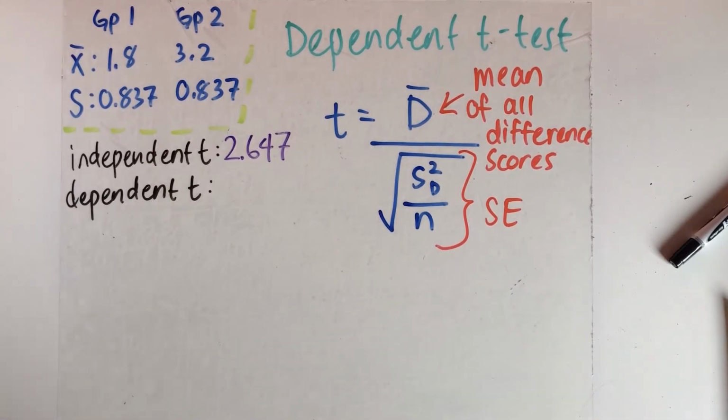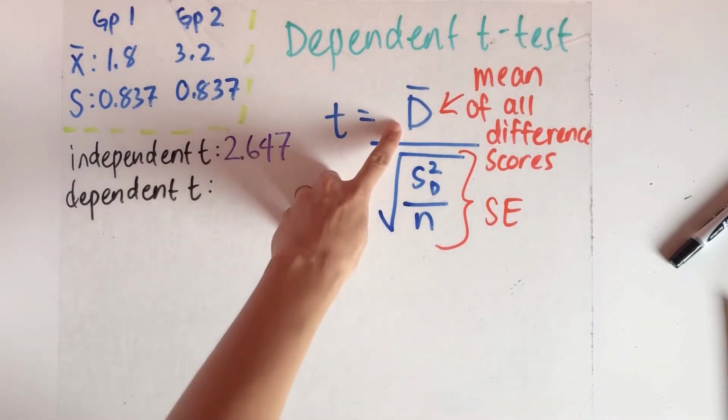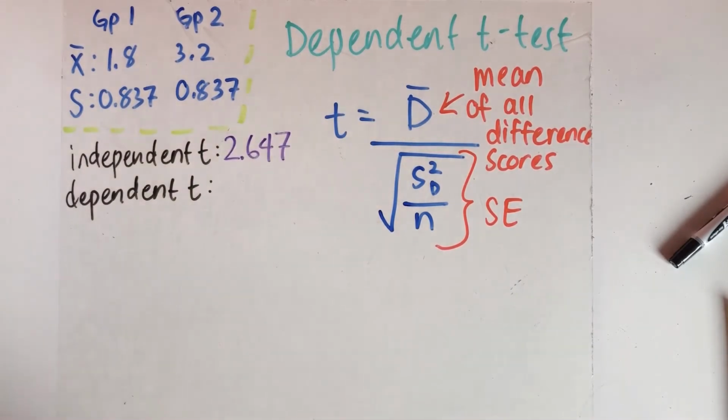So the first thing we're going to do is compute what this mean is. And in order to do that, we're going to compute the difference scores, and that will illuminate a bit about the nature of paired data.